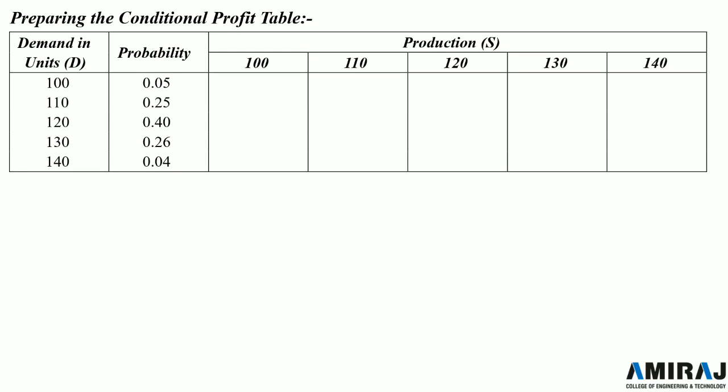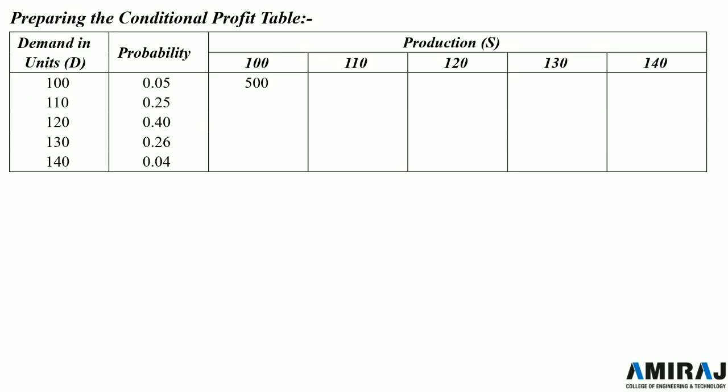Now, preparing the conditional profit table. Let's say the production is 100 units and the demand is also 100 units. As calculated above, the profit per unit is rupees 5, so the total profit will be rupees 500. For production of 100 units, even if demand increases above 100 units, the profit is fixed at 500, and if the production is 110 units, then the profit for demand of 110 units and above will remain 550. Here is the table where production and demand are the same. So if we produce 100 units and the demand is 100, the profit is equal to 500.